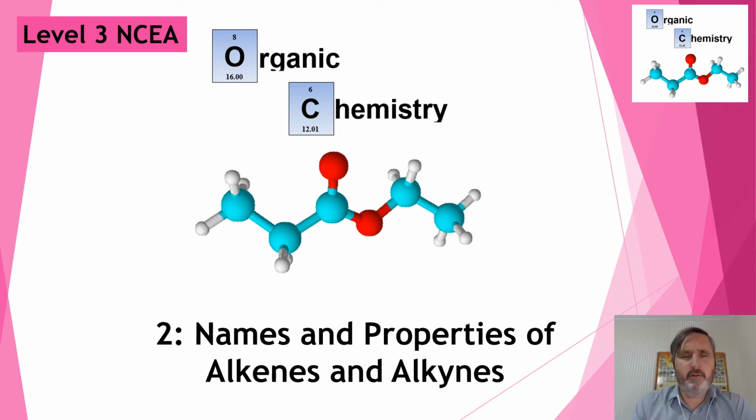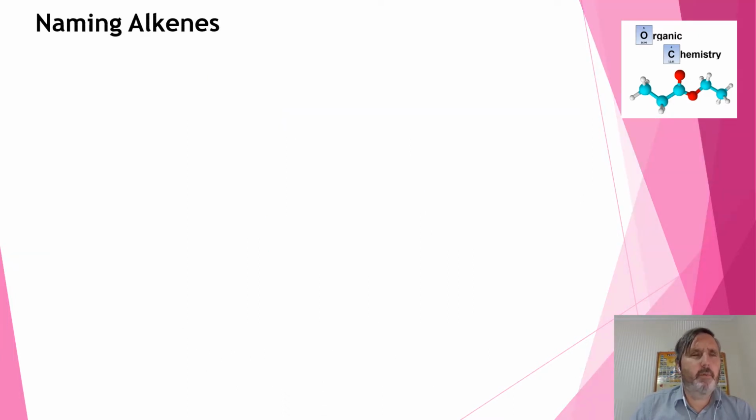Welcome to the second video that goes over the organic chemistry course at level 3 NCEA. In this video I want to talk about alkenes and alkynes. I want to look at how we name them, some geometric isomers or stereoisomers, and also some of the properties of them. So let's start with naming alkenes.